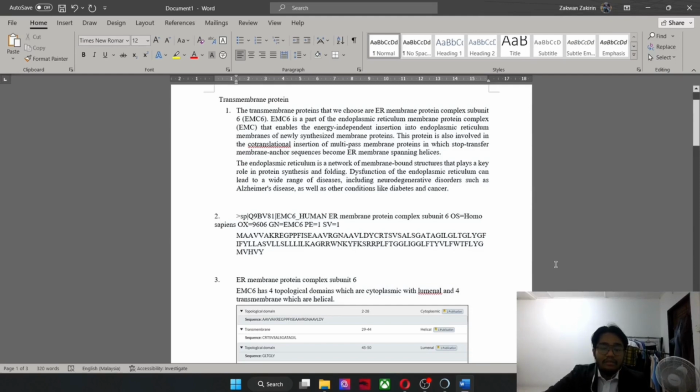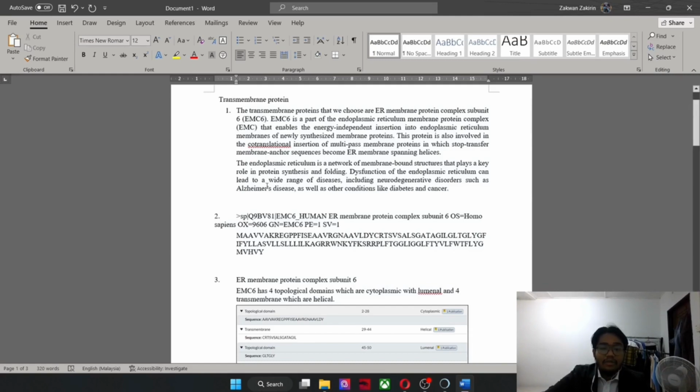The trace membrane protein that I chose is the ER membrane protein complex subunit 6, which is EMC6. EMC6 is a part of the endoplasmic reticulum membrane protein complex that enables the energy independent insertion into the endoplasmic reticulum membrane of newly synthesized membrane protein. This protein is also involved in the translational insertion of multipass membrane protein in which stop transfer membrane and consequence become ER membrane spanning helices.